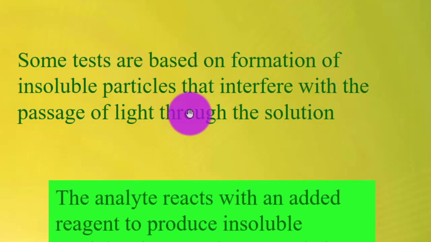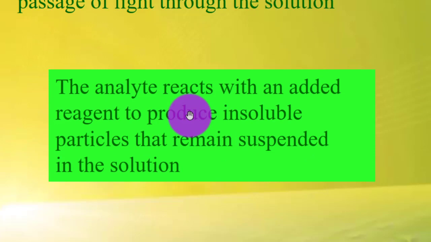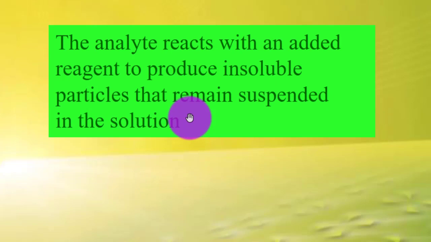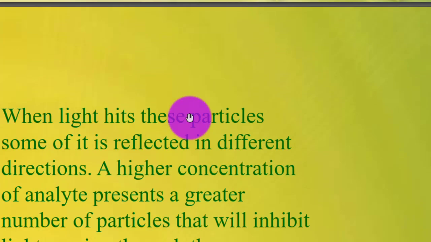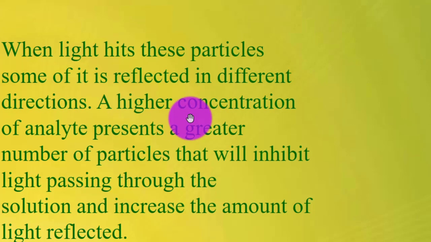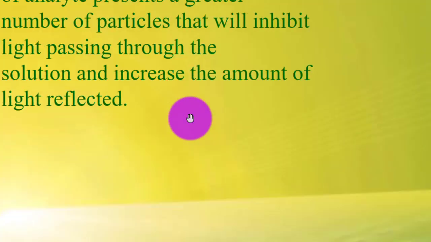Some tests are based on formation of insoluble particles that interfere with the passage of light through the solution. The analyte reacts with an added reagent to produce insoluble particles that remain suspended in the solution. When light hits these particles, some of it is reflected in different directions. A higher concentration of analyte presents a greater number of particles that will inhibit light passing through the solution and increase the amount of light reflected.